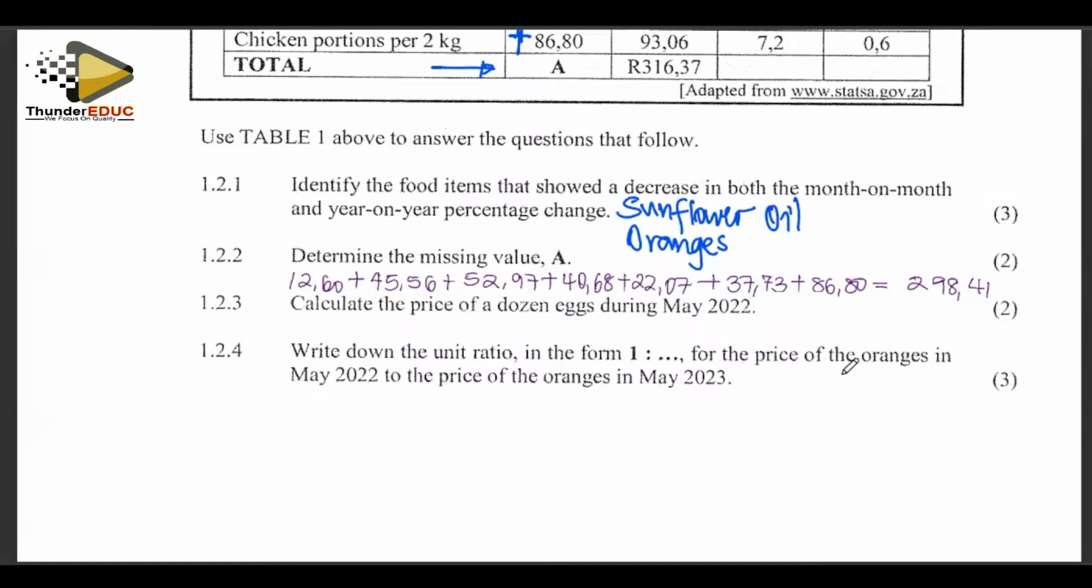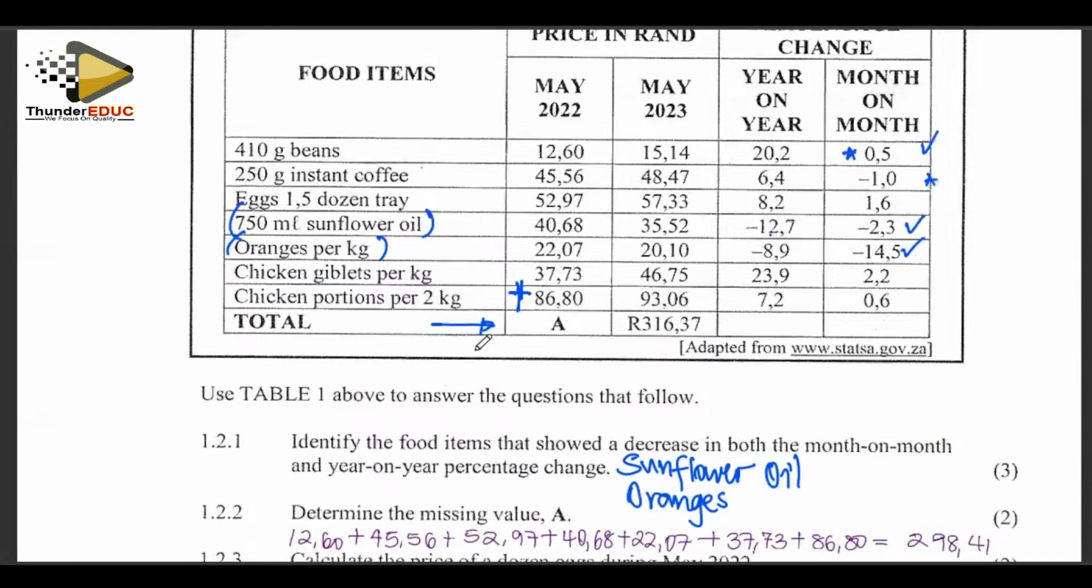So now you had to add all those values and the value of A became 298.41. Calculate the price of a dozen eggs during May 2022. A dozen eggs. Now that means we are looking at 12 items. Now this is a 1.5 dozen tray, which costs how much? 52 rands, 97 cents. That's May 2022.